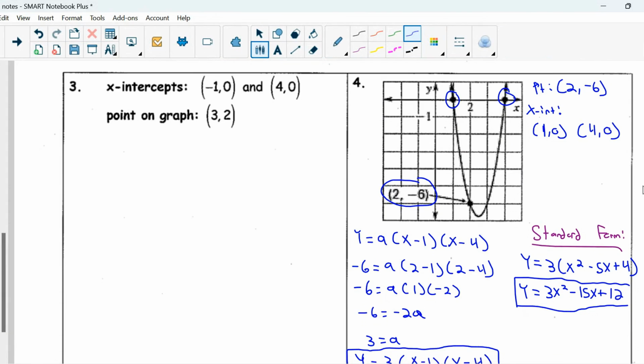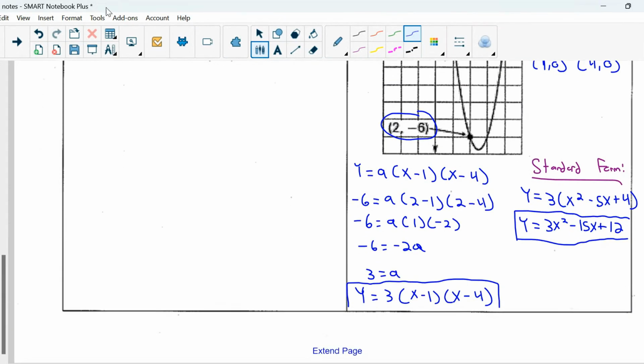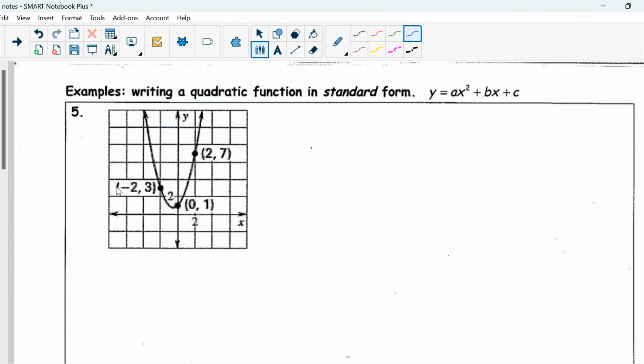All right, so the final one we're taking a look at here is on page number 2, and that is writing a quadratic in standard form. Standard form is definitely the most tedious of the examples because you need to make a system of equations using the 3 points that they give you. Given these 3 points, let's substitute these values into our standard form. So their first point, our y value is 7.